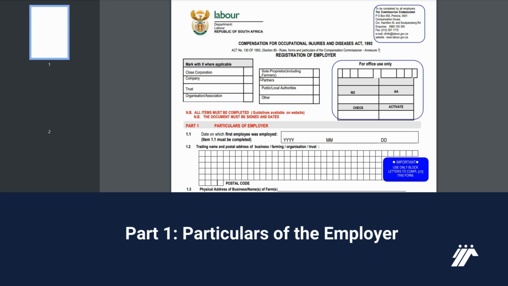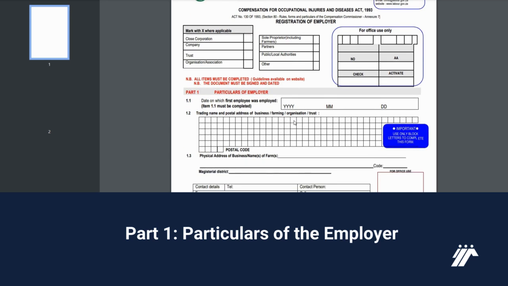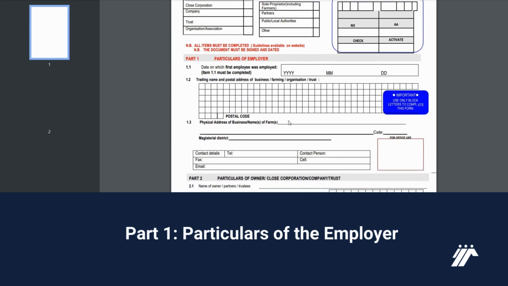So particulars of an employer, that's part number 1. That is very important. Who is the employer? That is the company name, the registration number, the address, the postal codes, and all that stuff. That is basically company information that is required there.